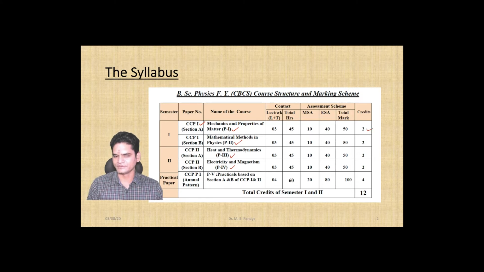So ultimately when you finish this first year, you will gain 8 credits from the papers over 2 semesters, and 4 credits from the practical examination. So 8 and 4 make 12. So 12 credits you will gain after completion of this.